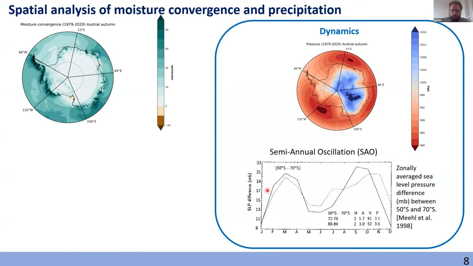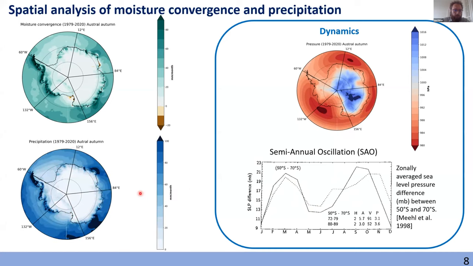and for the precipitation. So here is the map for the precipitation, and what we have is nearly the same as for the moisture convergence. And it's because once the air is blocked by the steep slopes of Antarctica, it must go up, and it undergoes an orographic lifting and then condensation and then precipitation.